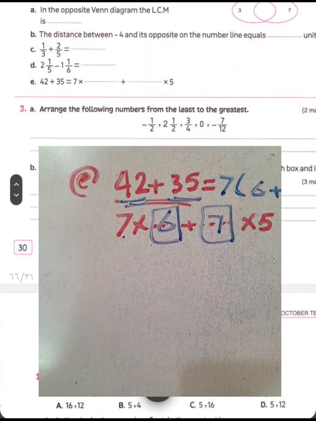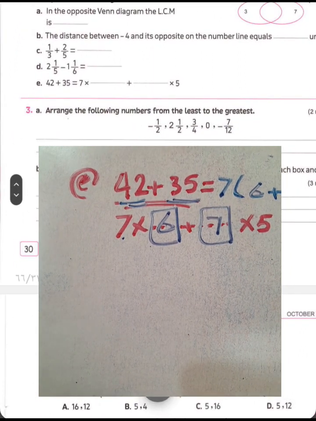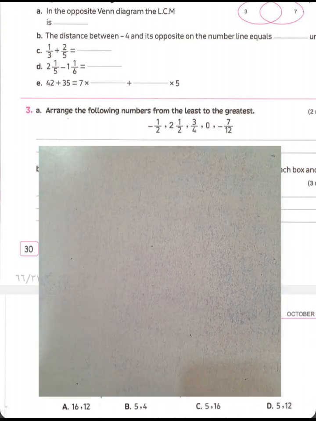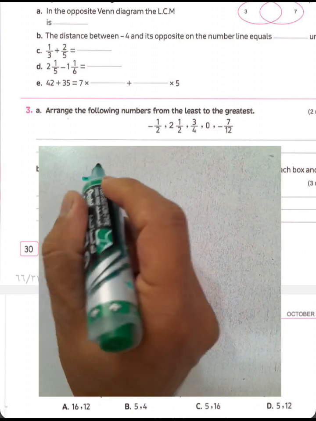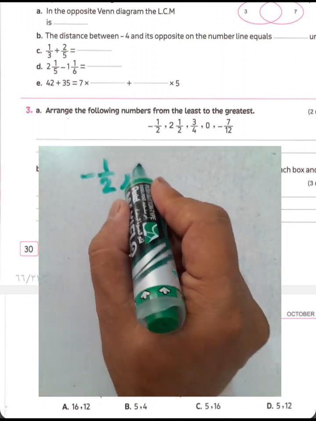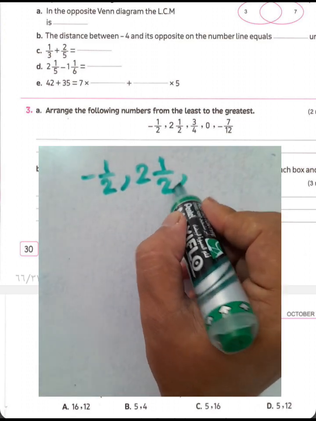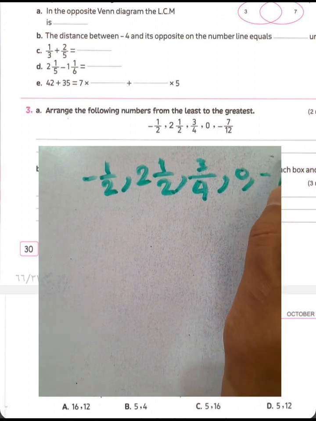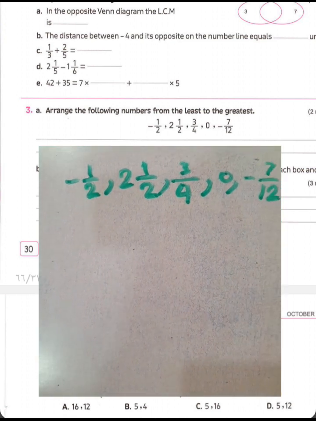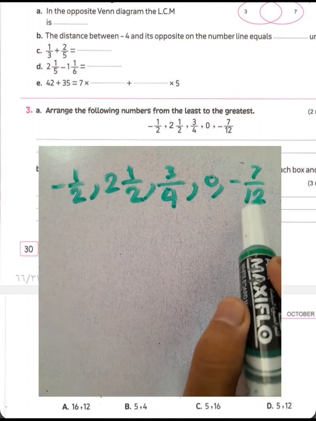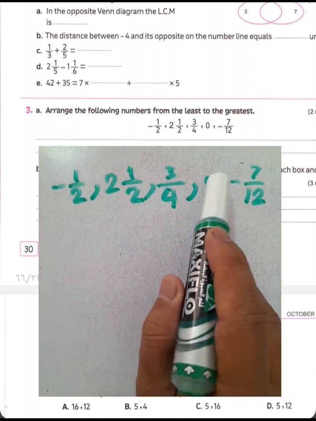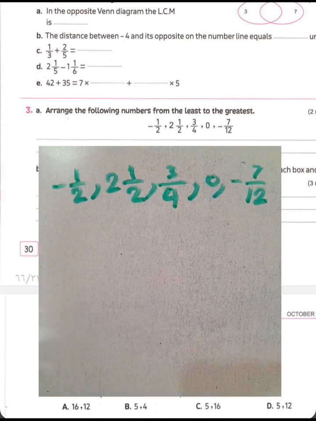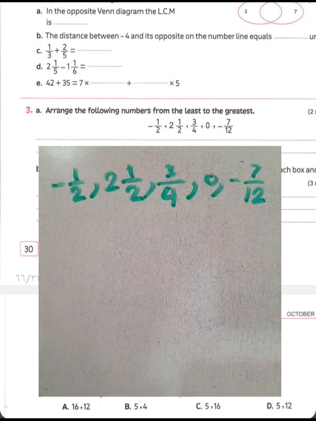Next question. Arrange the following numbers from the least to greatest. First step here, we must find the least common multiple between all numbers. We have negative 1 over 2, and 2 and a half, and 3 over 4, 0, negative 7 over 12. We write 0 in the numerator, 0 over 1. And 2 and 4, we can find the least common multiple between all numbers here, it will be 12.